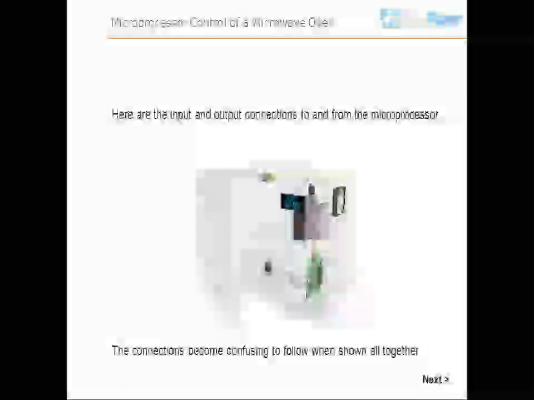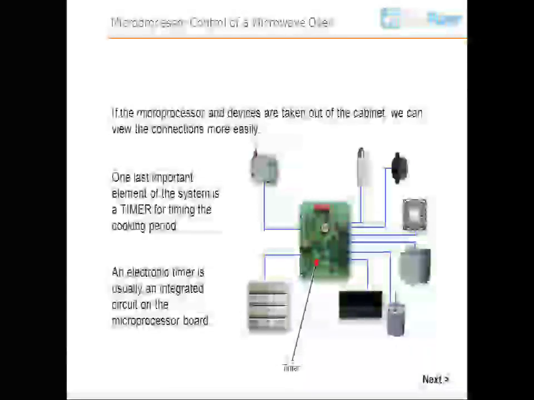Here are the input and output connections to and from the microprocessor. The connections become confusing to follow when shown all together. If the microprocessor and devices are taken out of the cabinet, we can view the connections more easily. One last important element of the system is a timer for timing the cooking period. An electronic timer is usually an integrated circuit on the microprocessor board.